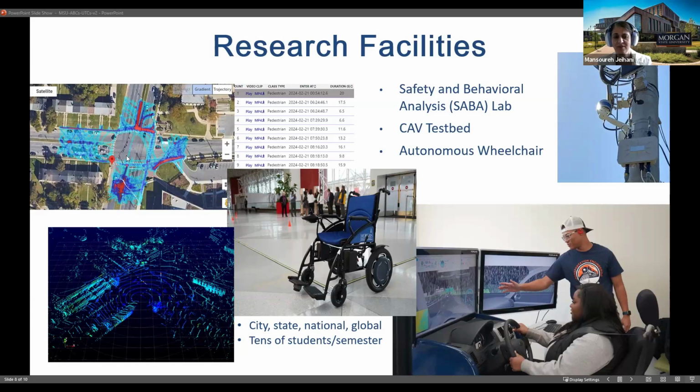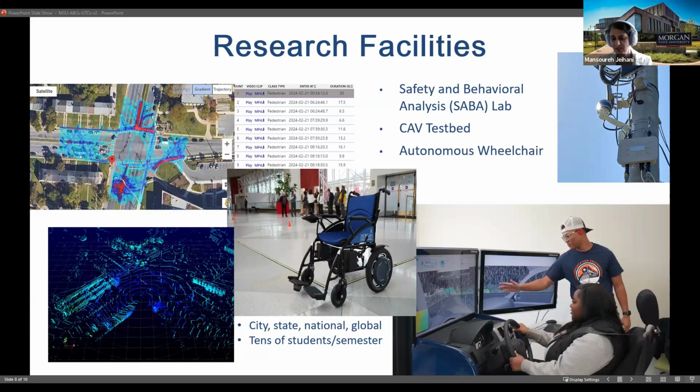This graph is showing the unsafe crossing, out-of-crosswalk crossing. All those reds that you see are at an intersection near Morgan. So as you see, a lot of pedestrians are walking unsafely. We are getting all of that data, analyzing it, and giving some solutions. We have been working with Baltimore City, with the state of Maryland, and also on national and global solutions.